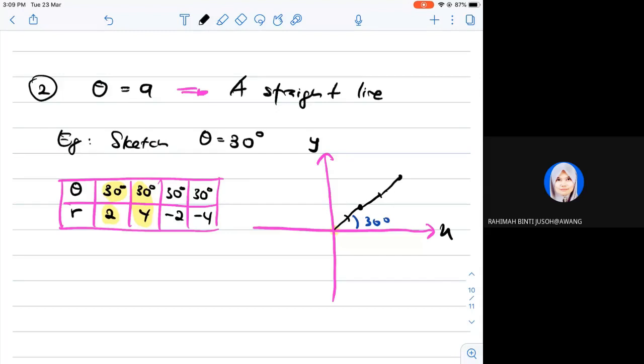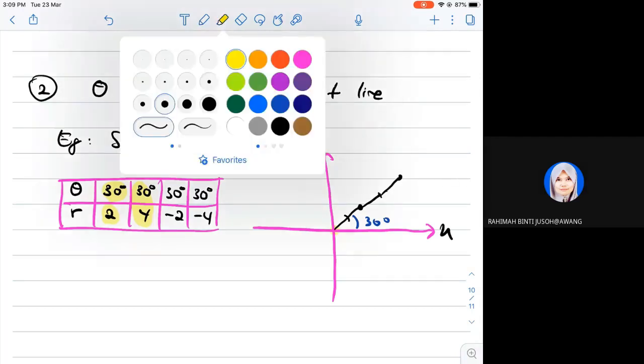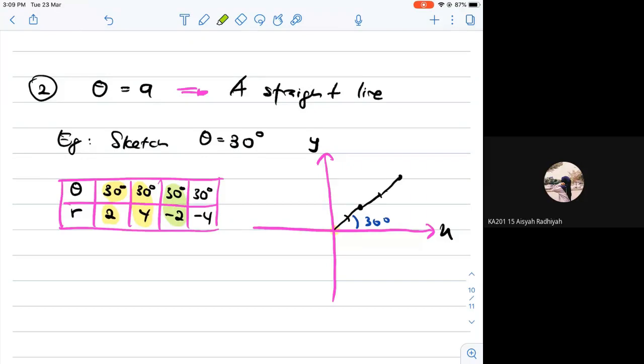Now -2. What happened when the radius is negative? Reflect. Yes, reflect. So this point 2 should be reflected in the third quadrant. So you get the point here. And then the last one, -4, reflect again. So you get a reflection here. That's why you've got a straight line when your angle is a constant.